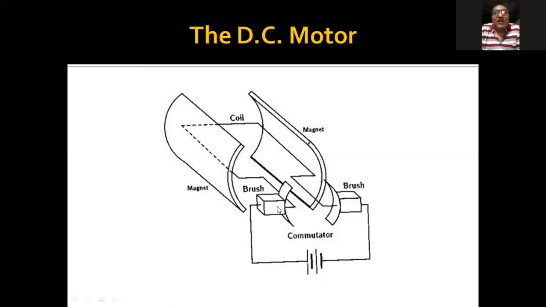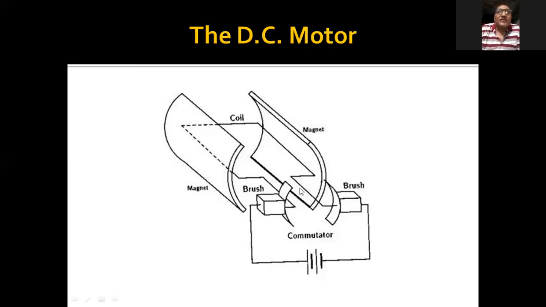These gaps will come in front of the carbon brushes, and the supply of the current will be cut off. But due to the momentum, the coil will not stop in the vertical position. It will go beyond the vertical position in the clockwise manner. So when it goes beyond this, what will happen? This dotted side of the coil will be on the right side, and this side of the coil, which we represented with the continuous line, will come in contact with this brush.